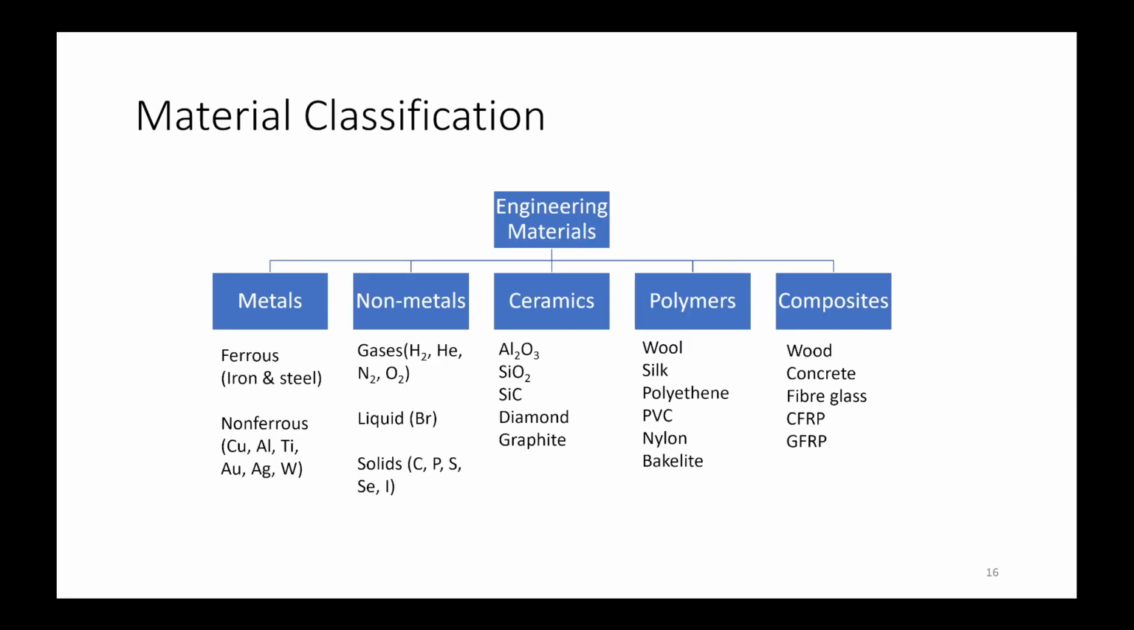Okay, so you know that engineering materials have mainly five classes: metals, non-metals, ceramics, polymers, and composites. In case of metals, they can be classified in two ways: ferrous and non-ferrous. In ferrous metals, the base metal is iron, so these can be steels, cast irons, or other alloys of iron. In case of non-ferrous, these can be copper, aluminium, titanium, gold, silver, tungsten, and other metals and their alloys.